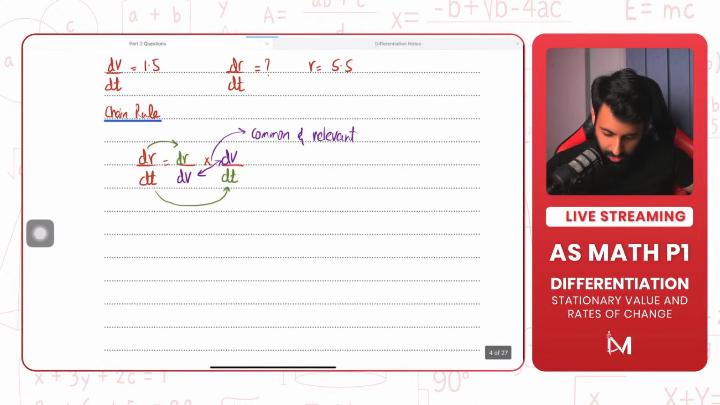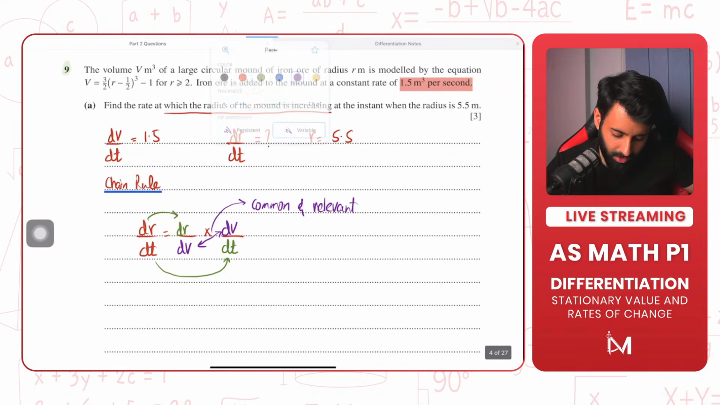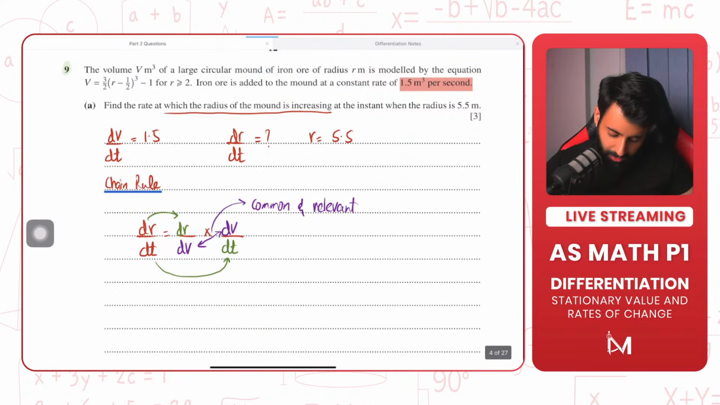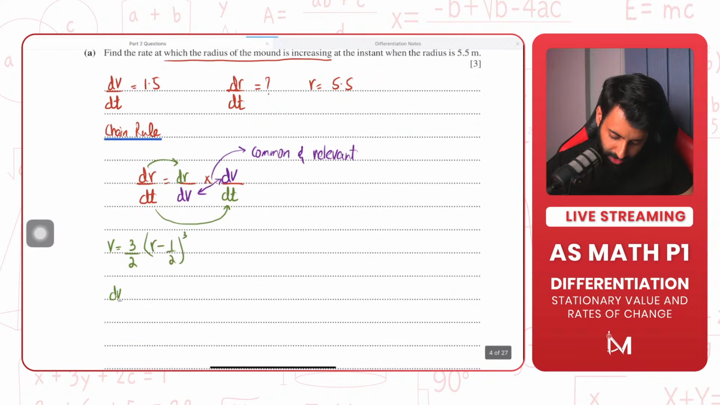Okay, now let's see. So we have dr upon dv. In fact, we don't have dr upon dv. We have dv upon dt. We can find out dr upon dv. How so? By differentiating volume with respect to r. So 3 upon 2 r minus 1 upon 2 cubed. Now if I differentiate this, this is what I get.